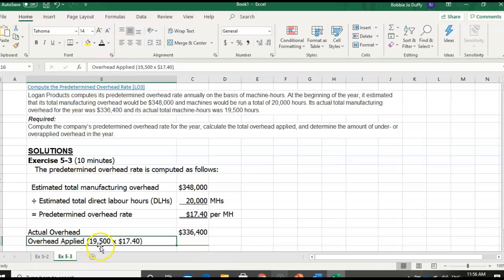We actually applied 19,500 hours, because that was the actual hours, and we applied it by multiplying it by our predetermined overhead rate. So we applied $339,300 worth of overhead to our jobs.